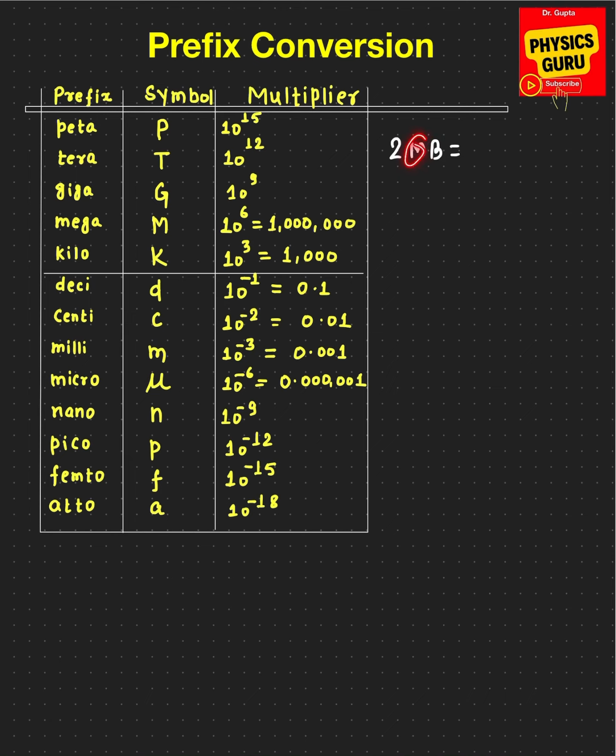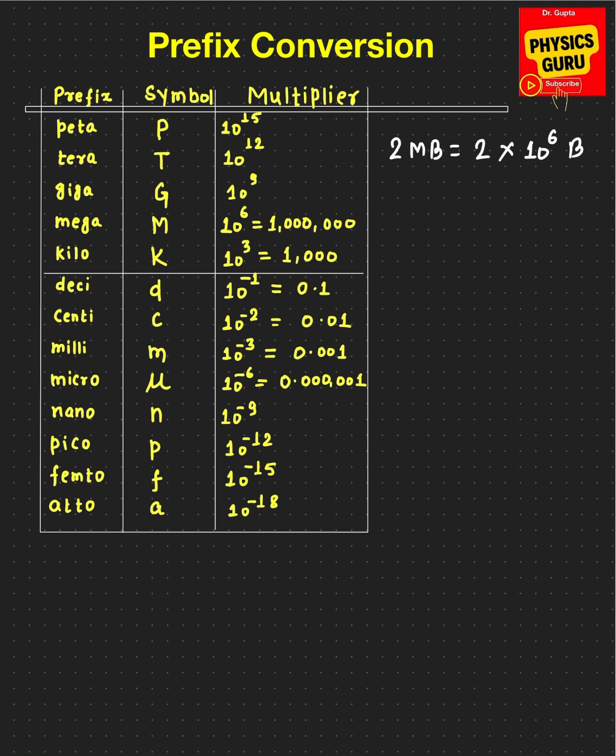So look here, mega. What does the mega here mean? The mega means 10 to the 6. All right, the mega means 10 to the 6. So all you have to do is write down 2 times 10 to the 6 byte. So this is in the scientific notation.